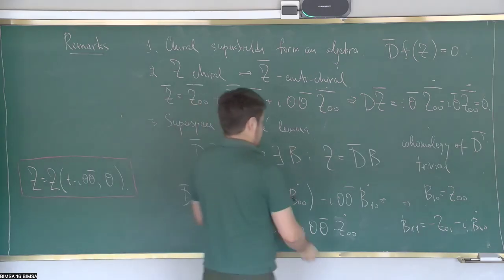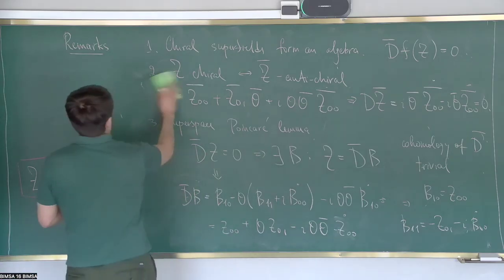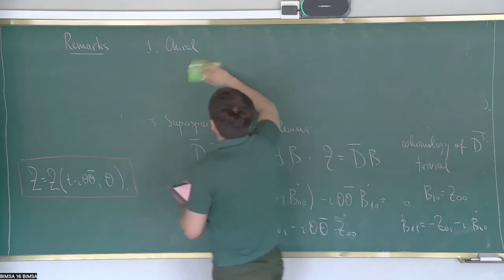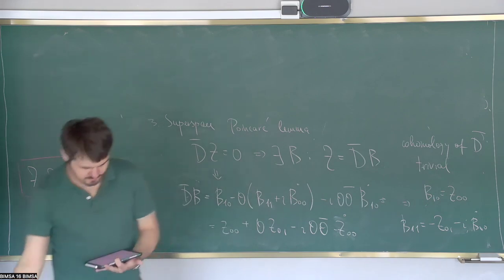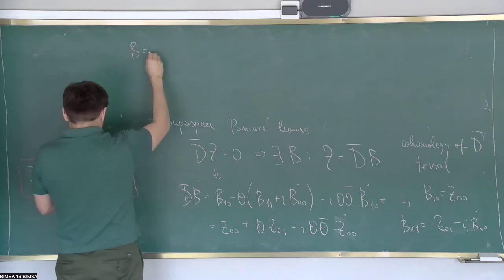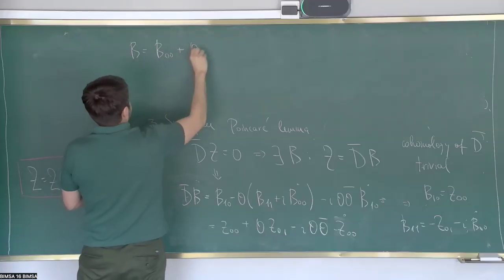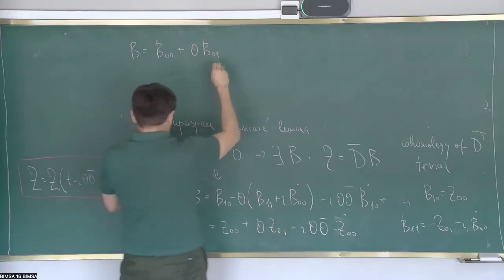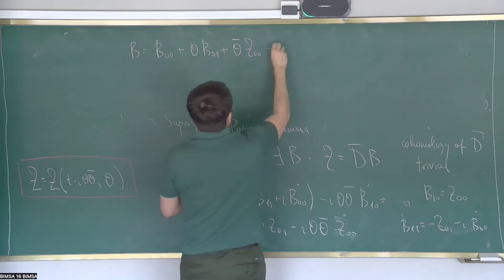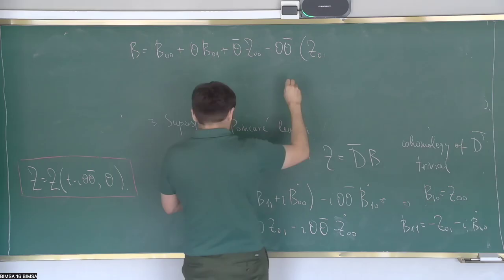So the field B whose derivative is Z, B is B0,0, theta B0,1, theta bar C0,0, minus theta bar B0,1 plus i.